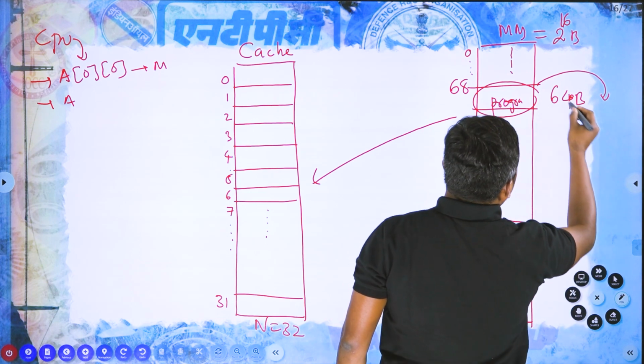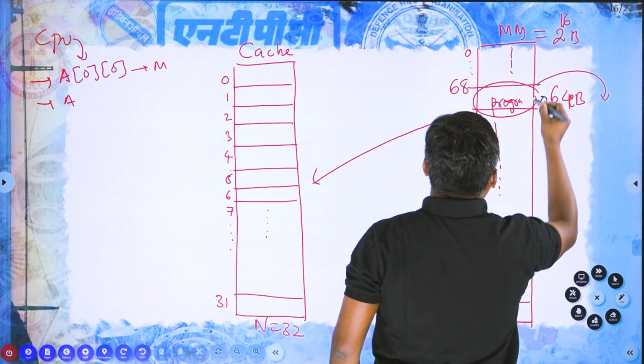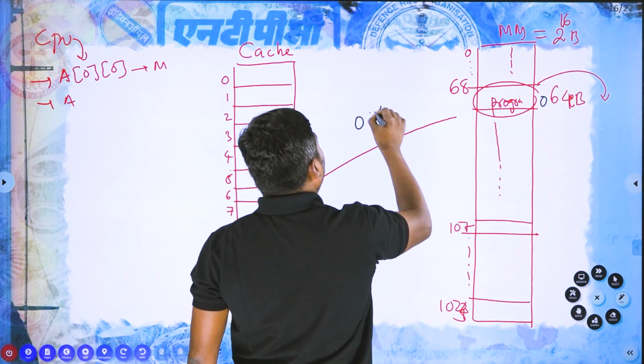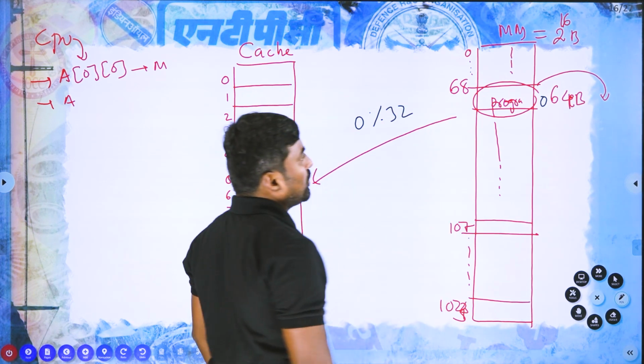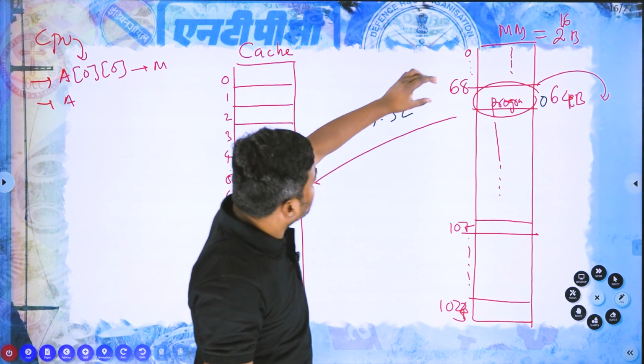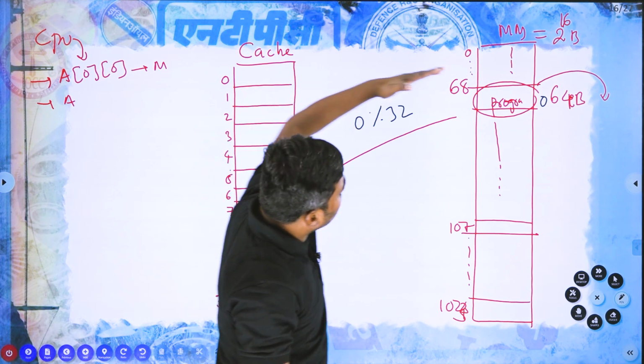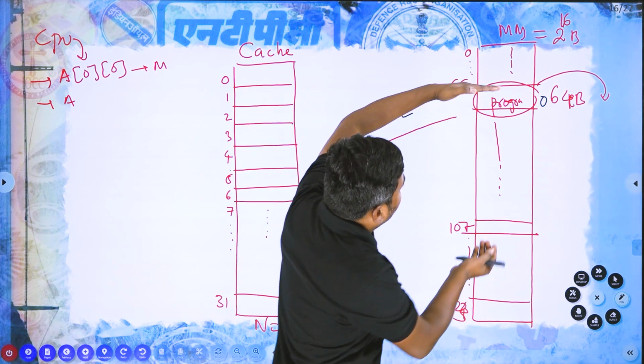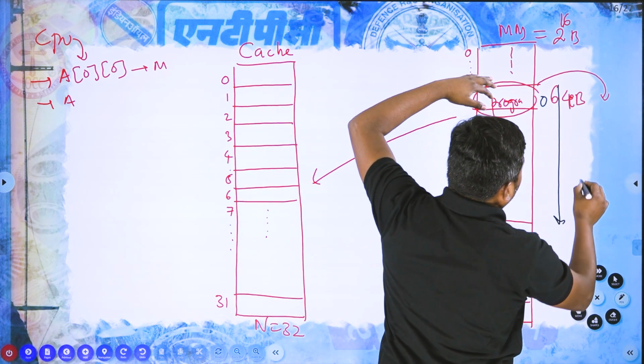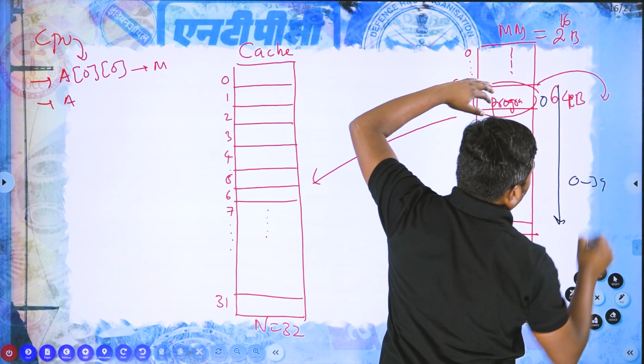Assume this is the 0 block of the program. So 0 modulo 32 can also be written, both meanings are the same. Either 68 can also be mapped, or assume that this is a 0 block of a total of how many? 40, right? From here to here, we have blocks 0 to 39.